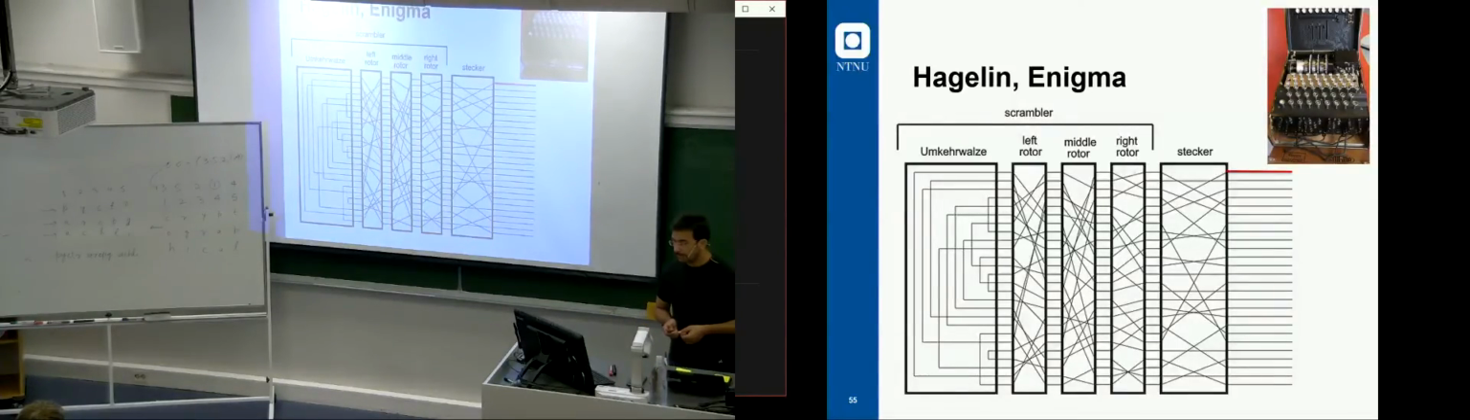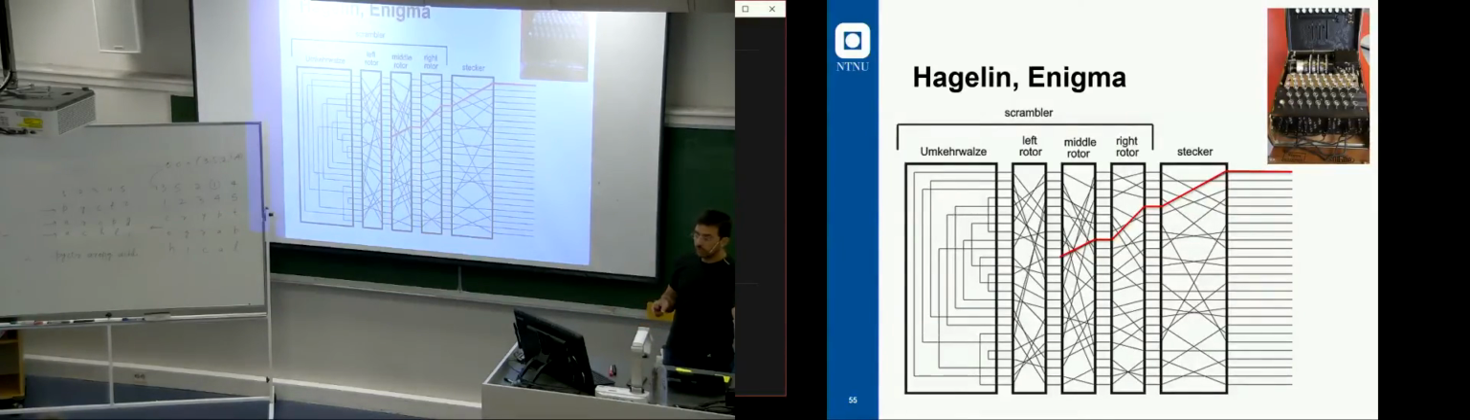So for example, I hit a key here, say it's A. It will go to the stator. The stator actually just connects your key to the rotors. It will encounter the first rotor, the right rotor, where again there is some pattern change, some combination. Then it goes to the middle rotor. These links are fixed.